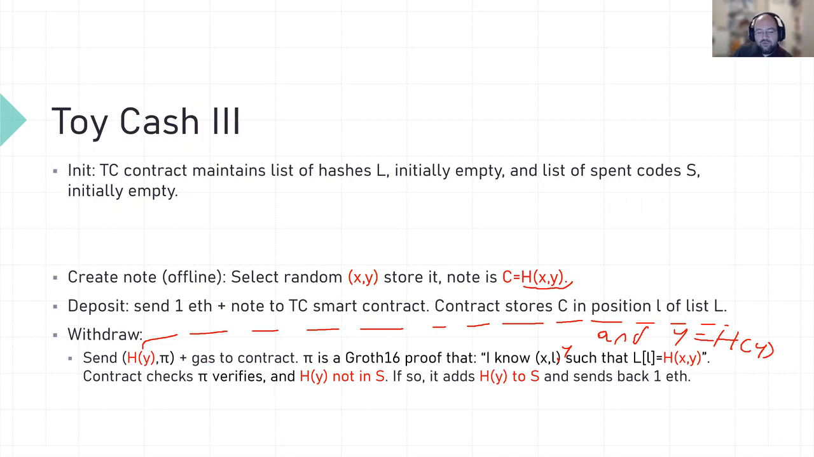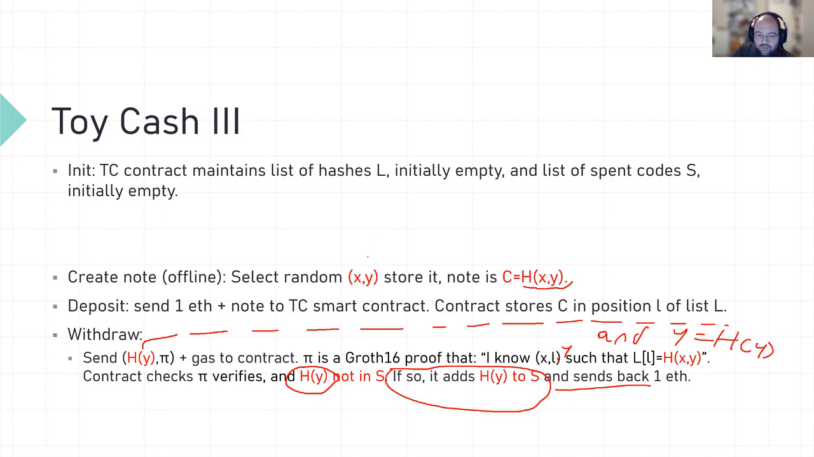So now the contract will verify that the proof is correct, and also that hash of y has not been reused. And if it has not been reused, it will add it into some list of spent notes and then send back our 1f. If h of y has reappeared, then it will refuse to hand out any money. And this is how we fix double spending.